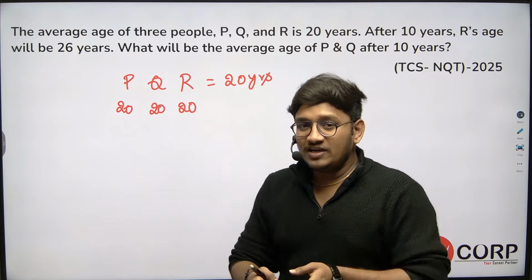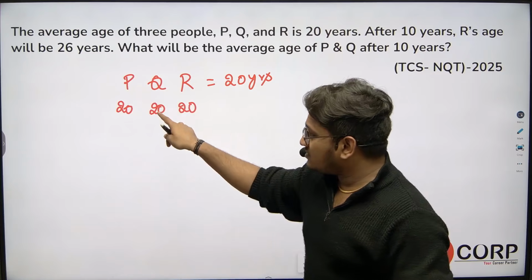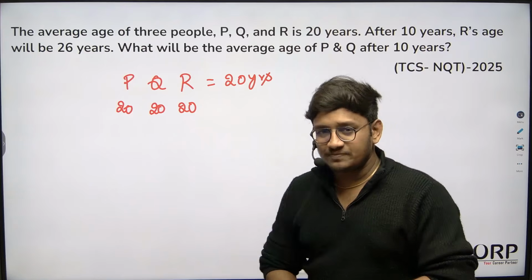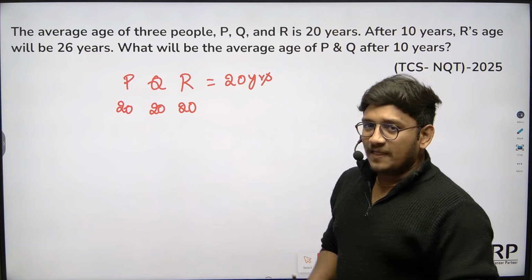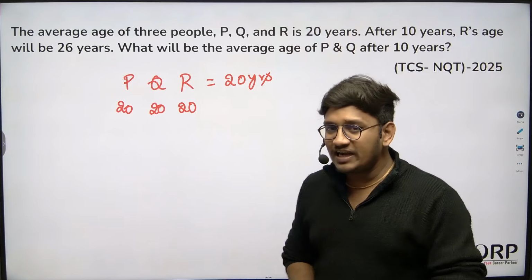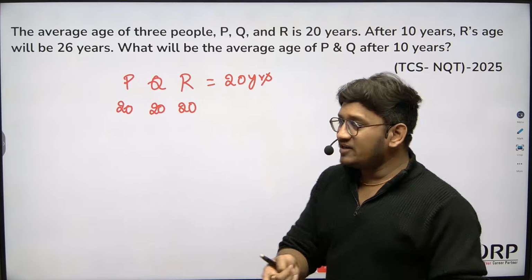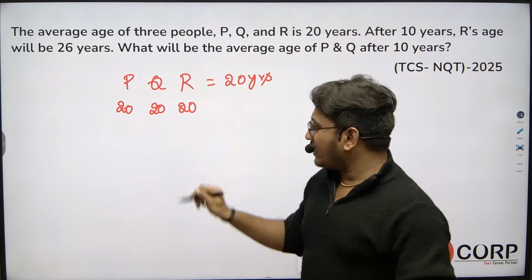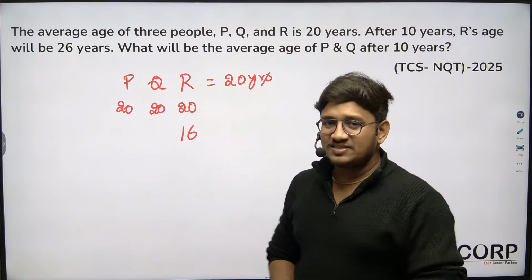Now I'm assuming P's age is 20, Q's age is 20, R's age is also 20. Now this indicates equal distribution. Okay, 20, 20, 20. Now they clearly mention that R's age is not 20 at present. After 10 years, it is 26. If it is 26 after 10 years, present R's age will be 16, right?